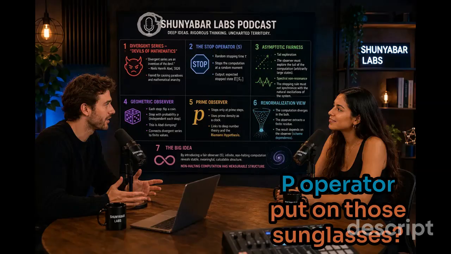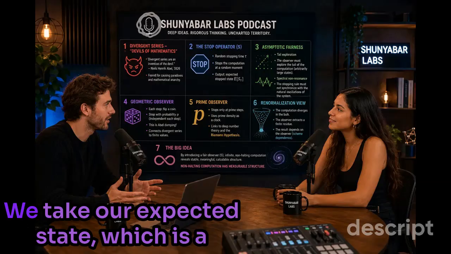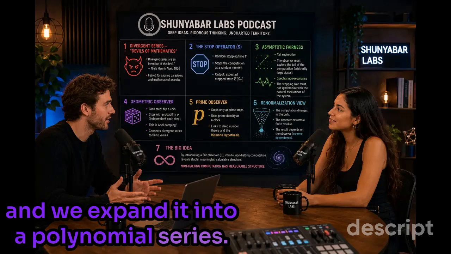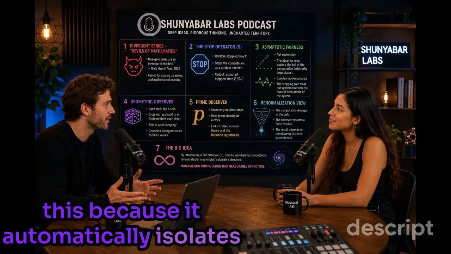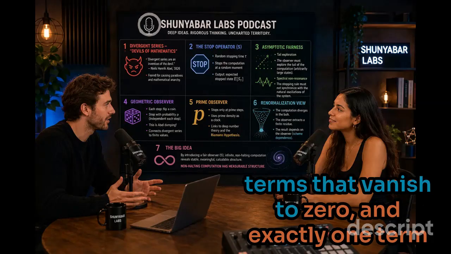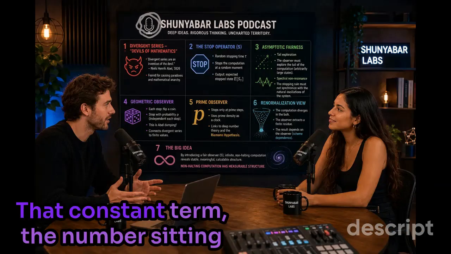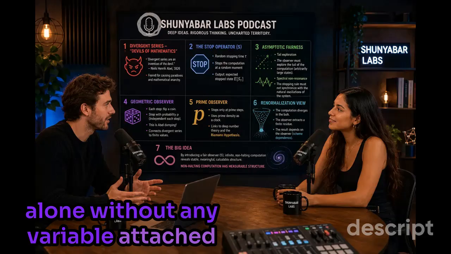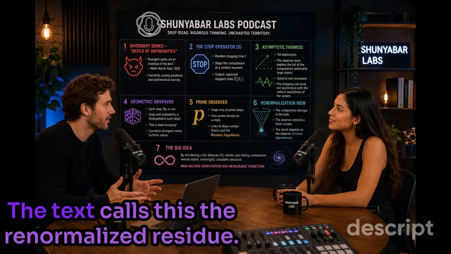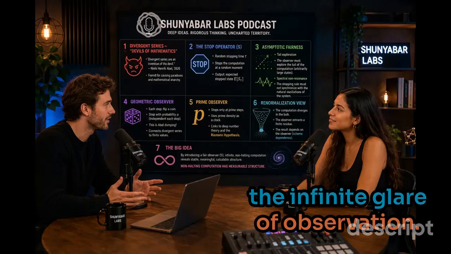Mathematically, how does the STP operator put on those sunglasses? It uses a tool called a Laurent series expansion. We take our expected state, which is a function of our stopping parameter, and we expand it into a polynomial series. A Laurent series is perfect for this because it automatically isolates the different pieces of the explosion. It separates the terms that blow up to infinity, the terms that vanish to 0, and exactly one term that is a solid, unchanging constant. That constant term, the number sitting alone without any variable attached to it, is the solid core of the star. It's the finite truth left behind. The text calls this the renormalized residue. It is the intrinsic value of the path, separated from the infinite glare of observation.